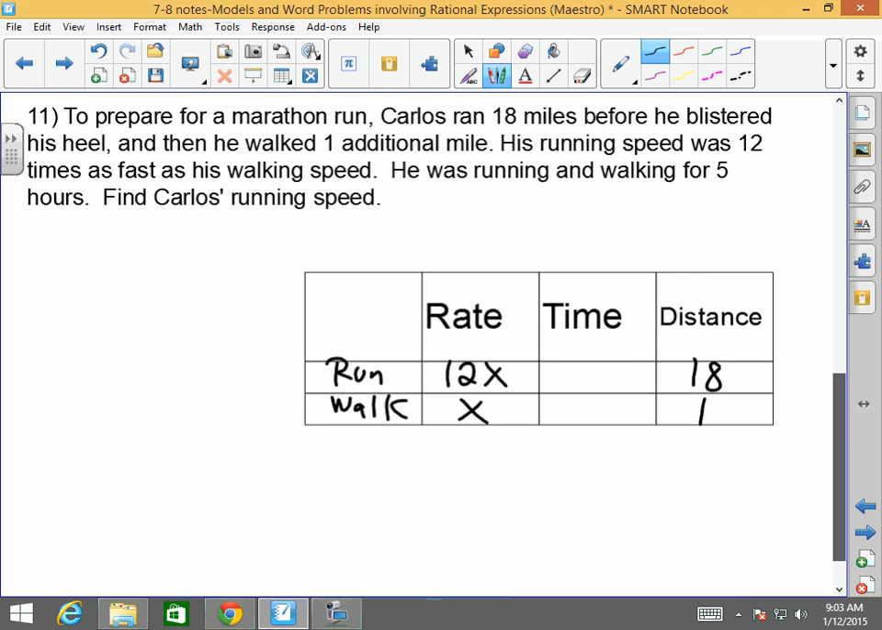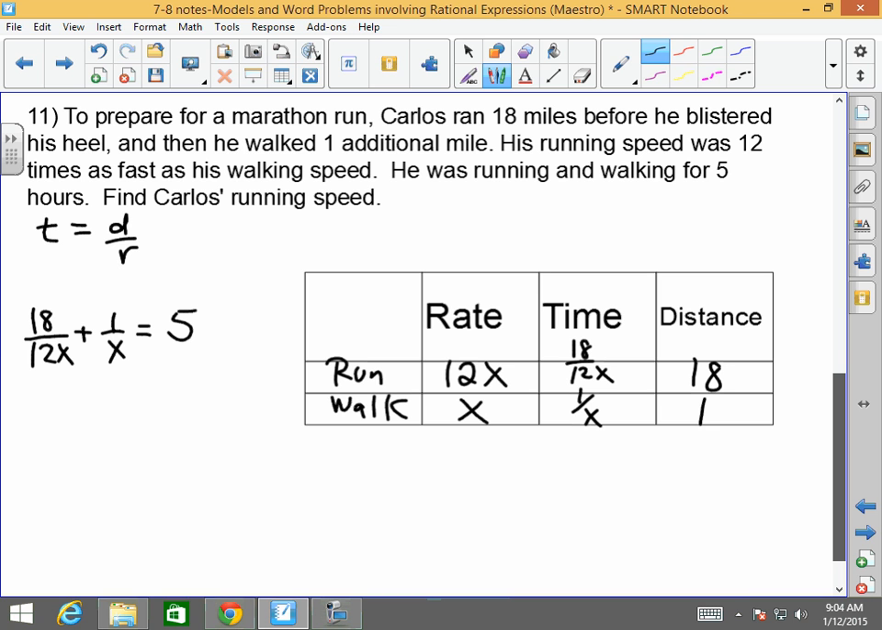Now, again, we come to the same problem. What about the time? No worries. Remember that rate times time equals distance. So time equals distance over rate. So the time that he ran was 18 over 12x. The time that he walked was 1 over x. His running time plus his walking time was completed in 5 hours.